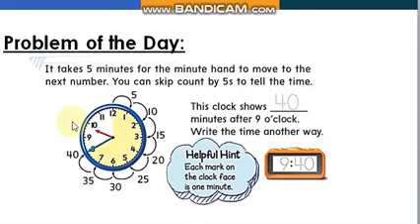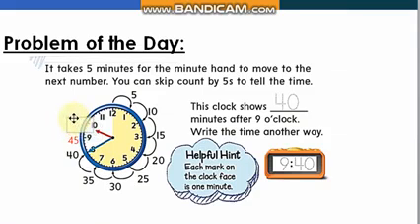Okay, so everyone, it takes 5 minutes for the minute hand to move to the next number. See? 5 minutes. You can skip count by 5s to tell the time. So 5, 10, 15, 20, 25, 30, 35, 40. Let's continue. 40, 45. Excellent. So we're going to write 40, 45, and then 50.